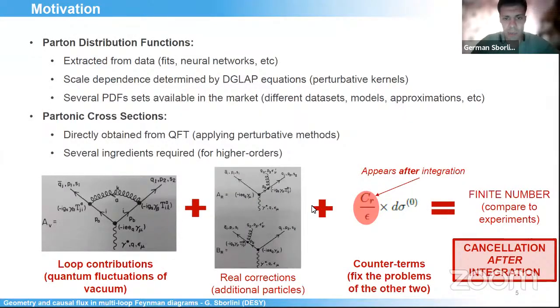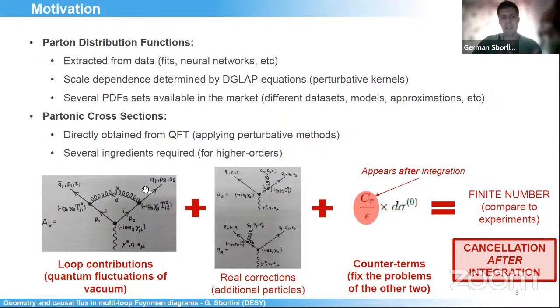Slide, I put some very naive example of the corrections, the next-to-leading order corrections to the decay of a virtual photon into a pair of quark-antiquark. Essentially, we have some correction which involves a closed loop or a quantum fluctuation of the vacuum, which has to be combined with contributions involving additional particles in the final state.